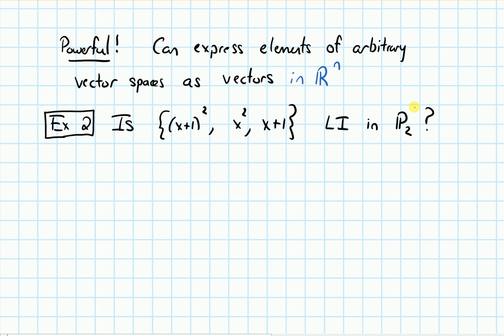So P2 means we're talking about polynomials of degree at most 2. Before we get into it too far, notice that (x plus 1) squared is the same thing, if I were to expand it, as x squared plus 2x plus 1. And expanding that is going to make my computation simpler. So let's write each of these polynomials as a coordinate vector.